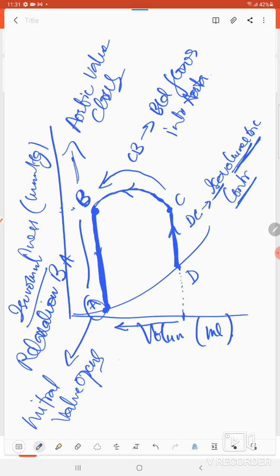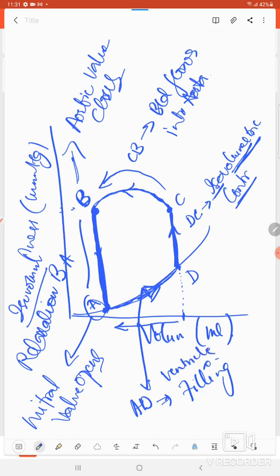At this particular point A, the mitral valve opens, and now all the blood which is there in the left atrium starts flowing into the ventricle, and the pressure as well as the volume of the ventricle starts increasing. So this A to D is where the ventricle fills up with blood. This is the phase of ventricular filling. Now it reaches point D, where the pressure is low and the volume is high. So the ventricle is completely filled with blood.